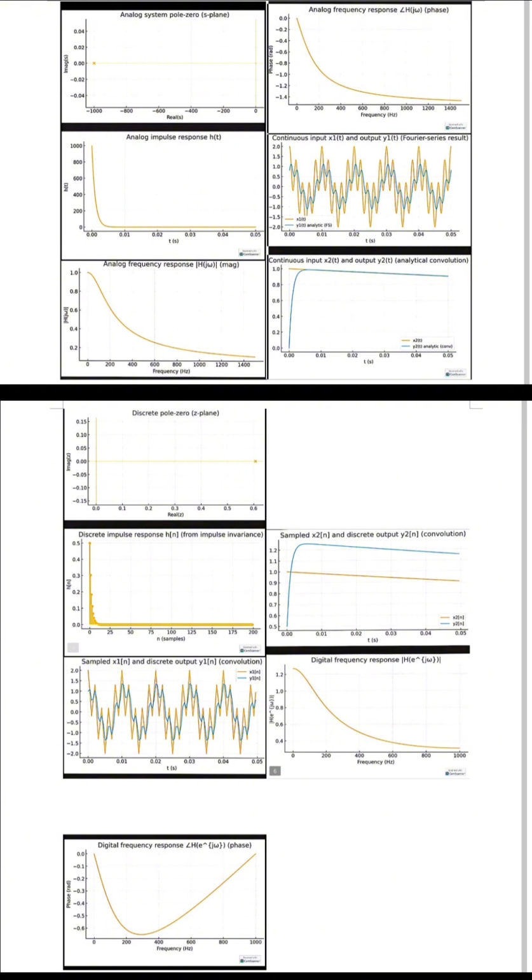When you come to frequency response, the analog system is low pass with smooth roll off, and the discrete system is low pass, periodic, and shows aliasing. On the design method, the analog system uses natural continuous time design, and the discrete system is derived via impulse invariance. On input and output validation, the analog system uses Fourier series and convolution methods, and the discrete system uses discrete convolution to match the sampled analog output. These are the key differences between these two.